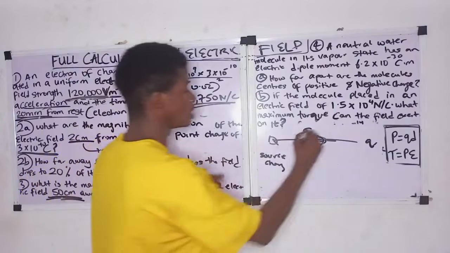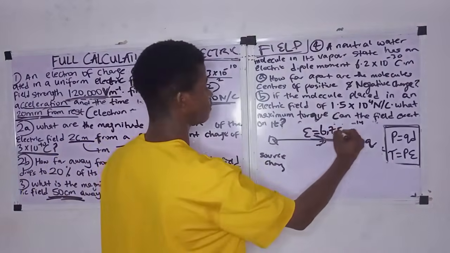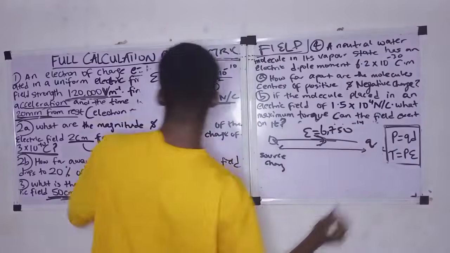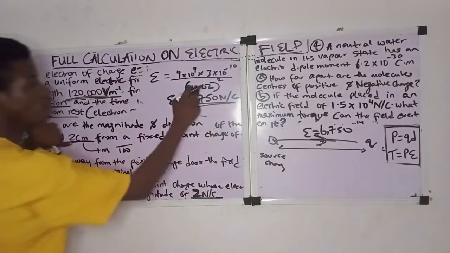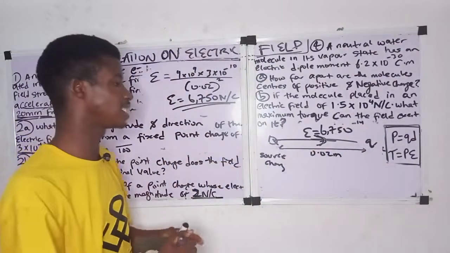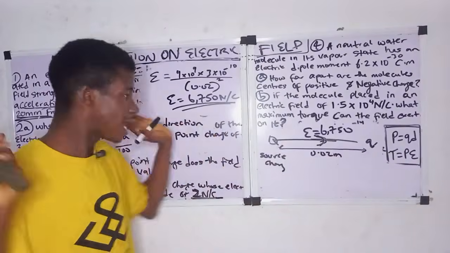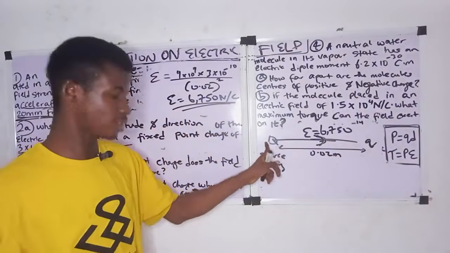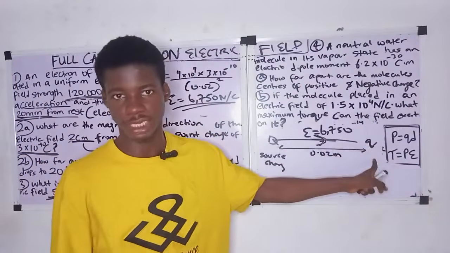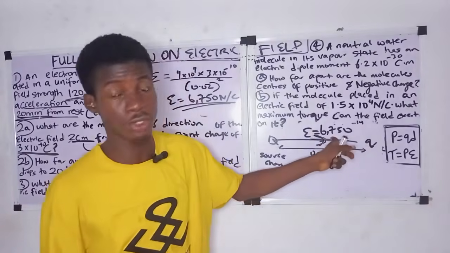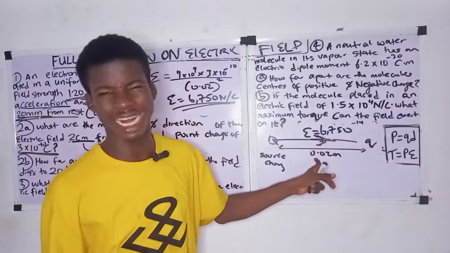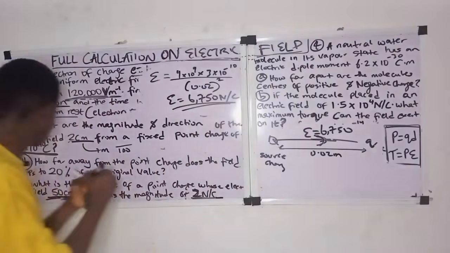Let's say the electric field is 6,750, right? And the distance between them initially was 2 centimeter, which converted to meter is 0.02 meter, according to the first question. So the electric field of this source charge acting on this point charge is 6,750 Newton per coulomb, and the distance between these two charges is 0.02 meter. Now, question B is not telling us that.